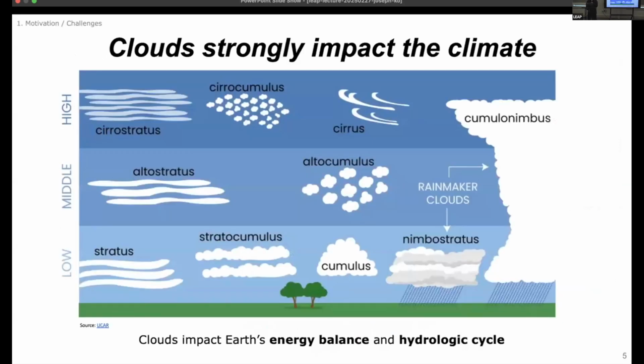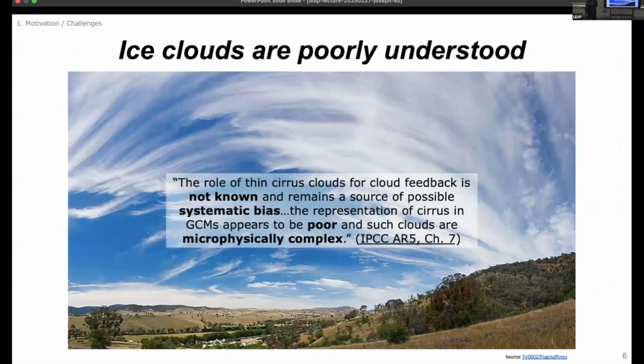So just to give some background, why are clouds important? Essentially they exert a strong influence on Earth's energy balance and also water cycle. Ice clouds in particular are poorly understood, so I'll read this quote from the IPCC report. The role of thin cirrus clouds for cloud feedback is not known and remains a source of possible systematic bias. The representation of cirrus in climate models appears to be poor, and such clouds are microphysically complex.